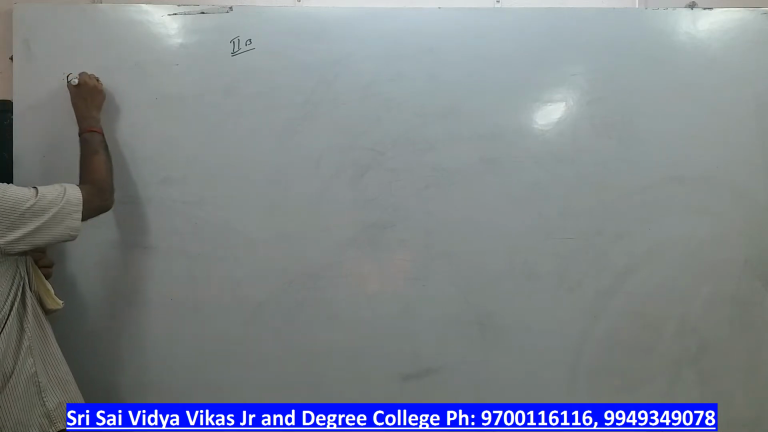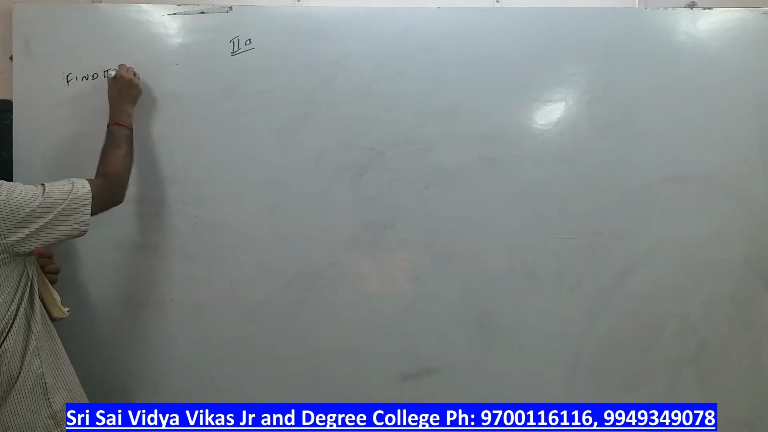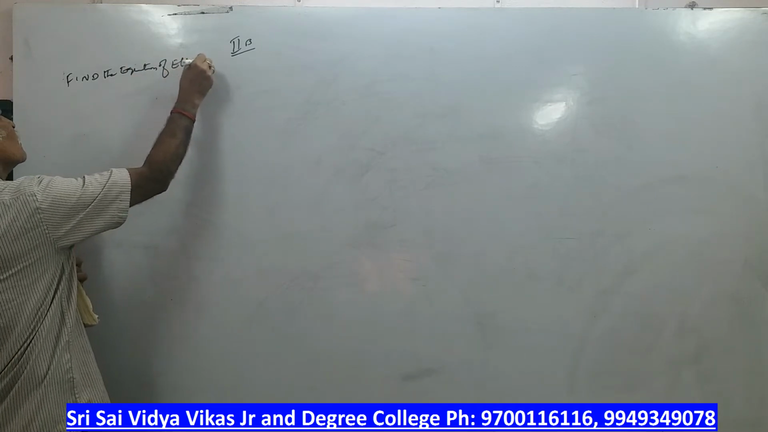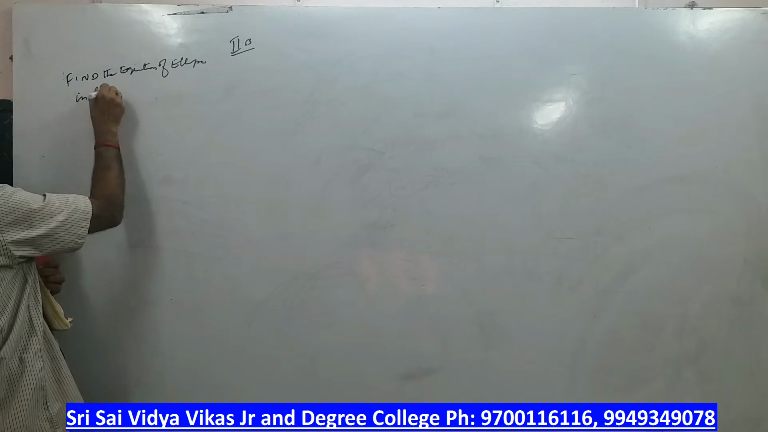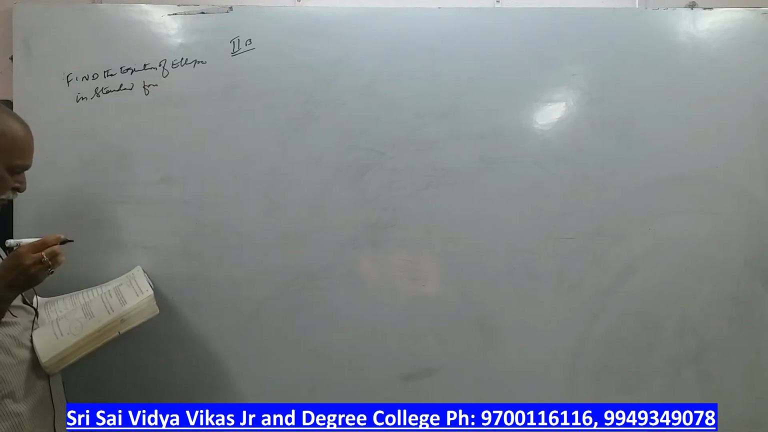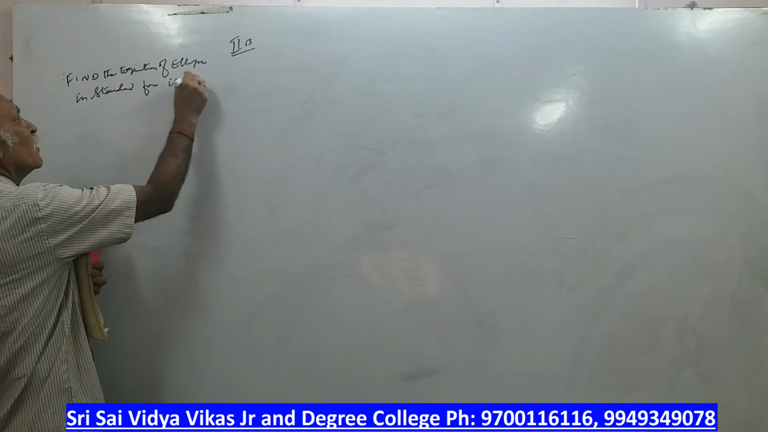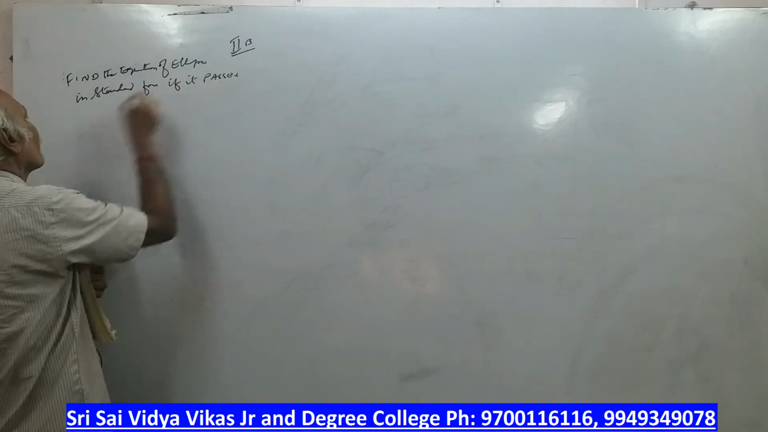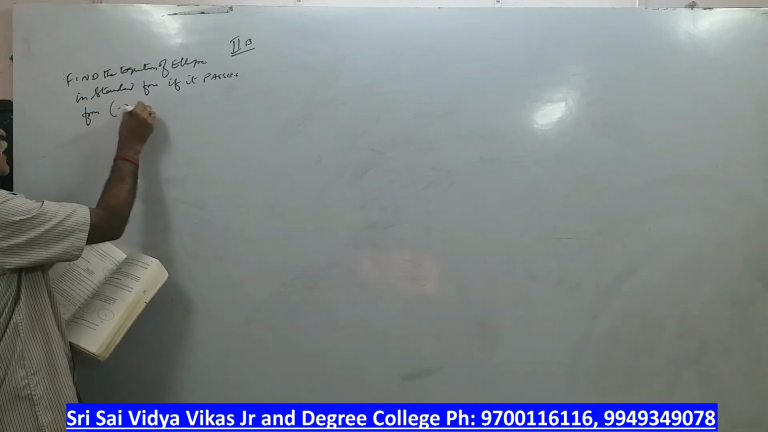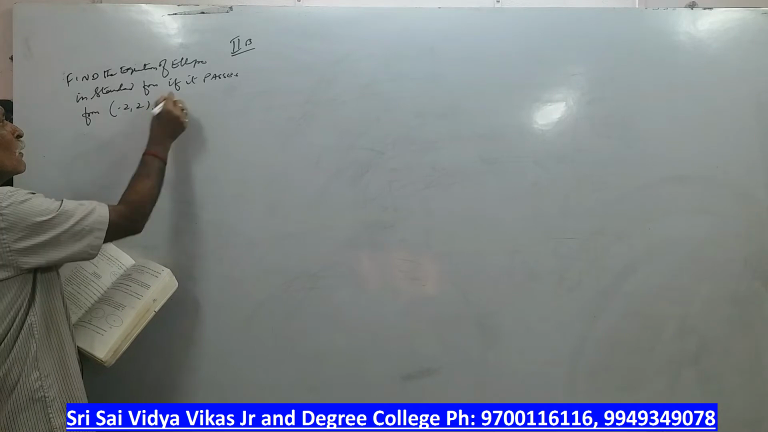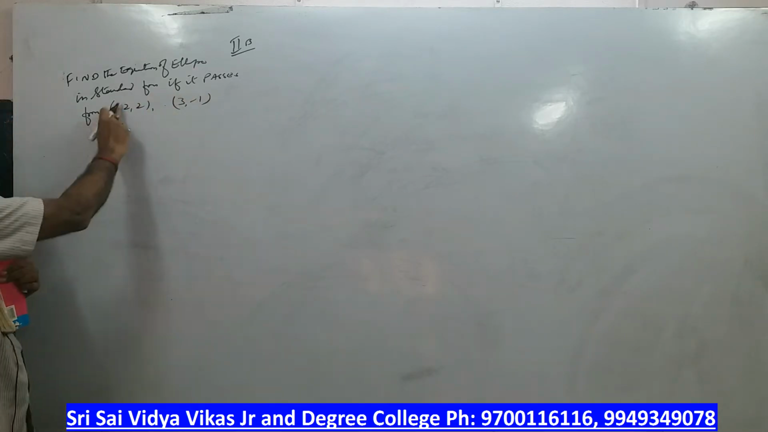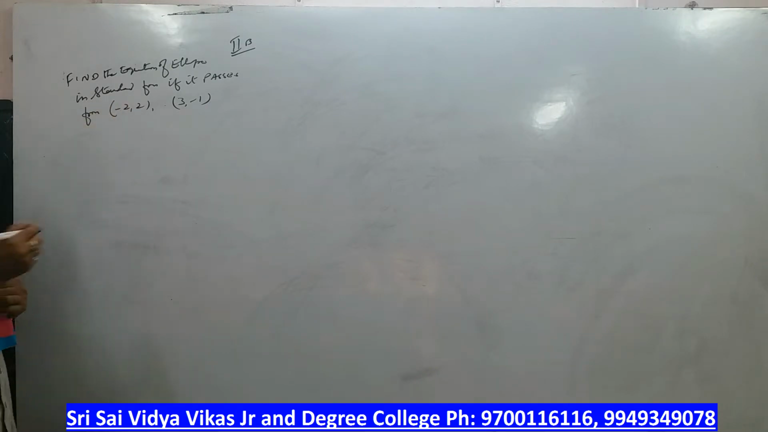Find the equation of ellipse in standard form. Okay, standard form. If it passes through (minus 2, 2) and (3, minus 1). Now what is the question? He says find the equation of ellipse in standard form which passes through these points.